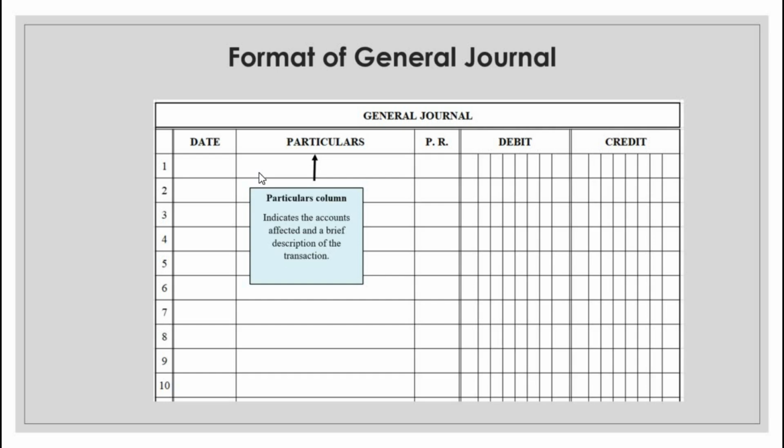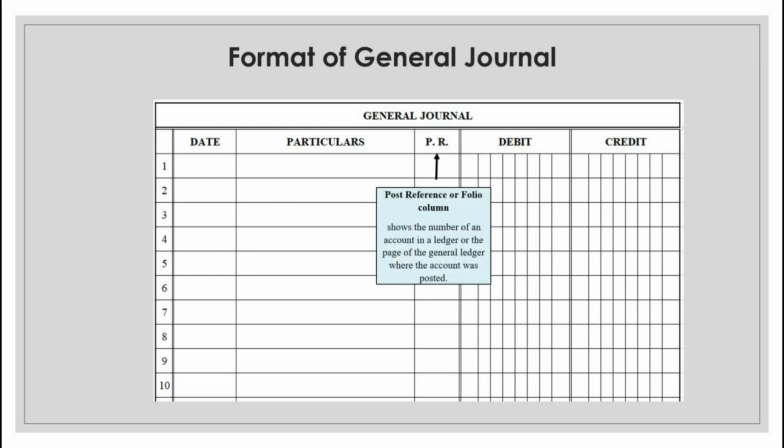So, what you're going to write here are the account titles affected and the description, or explanation of what happened, which is very important for us to know or to trace kung ano ba ang transaction. Specifically, ano yung transaction na yan for future mo na reference.